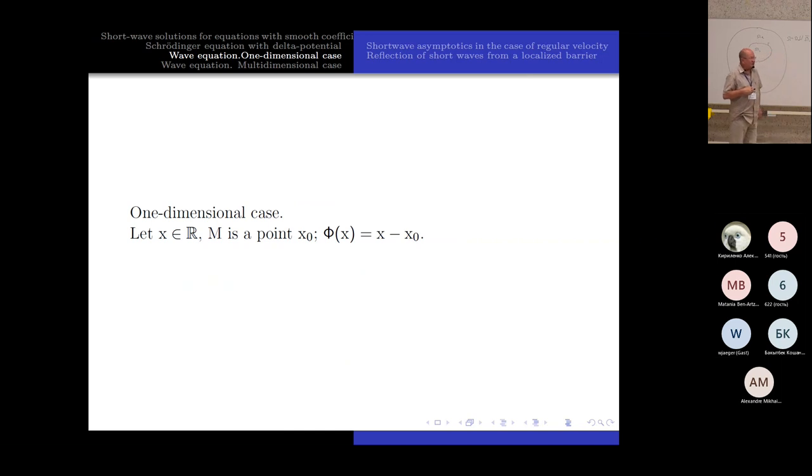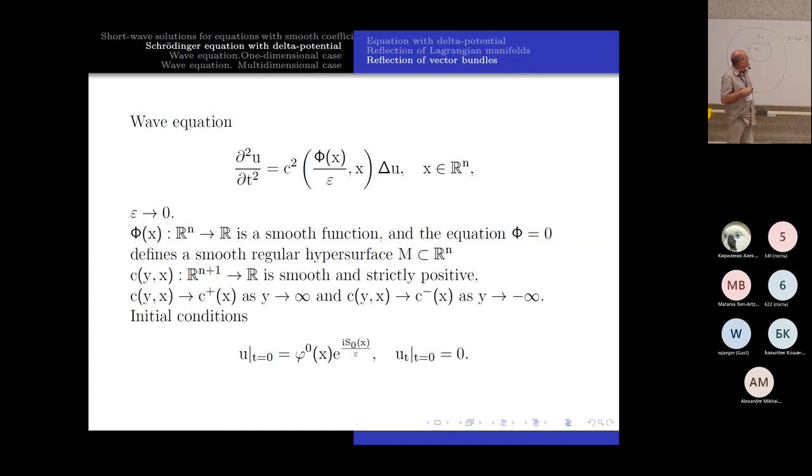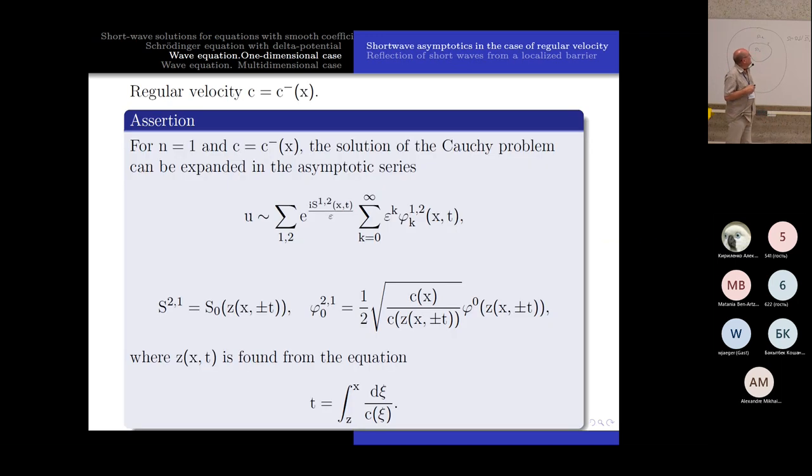So first of all, I will show the very simple formulas which correspond to the one-dimensional case. So let's suppose that this wave equation is one-dimensional. So x is a point of the real line, and the function phi is just a linear function. First of all, I will remind you of the very well-known formulas when we have no rapid singular dependence on epsilon in the coefficients.